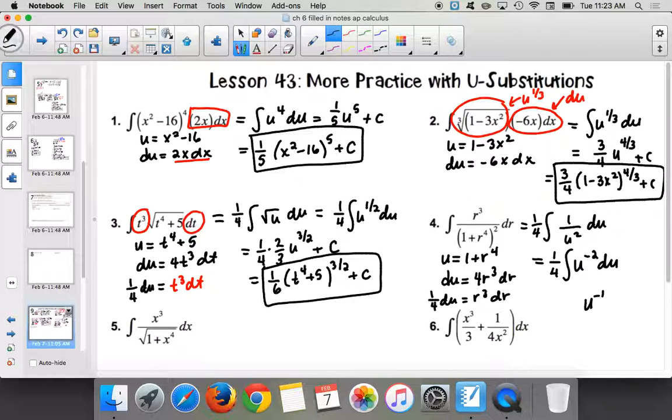You add 1 to the power, what are you at? U to the -1, right? And then we have a 1 over -1 out front, so still -1. And then times our 1/4 plus c. So we get a -1/4, and then times u to the -1. So you can write parentheses 1 plus r to the fourth raised to the -1, or you can write it as 1 over 1 plus r to the fourth, either way, plus c. And that's our answer. Running out of room here.